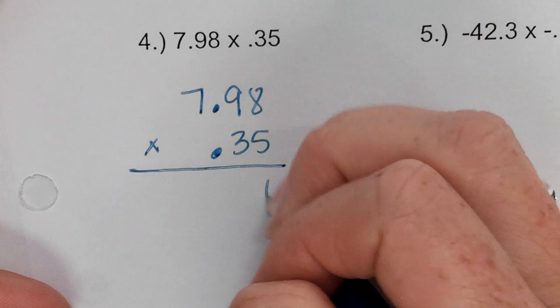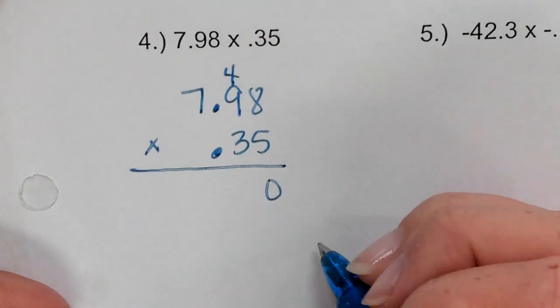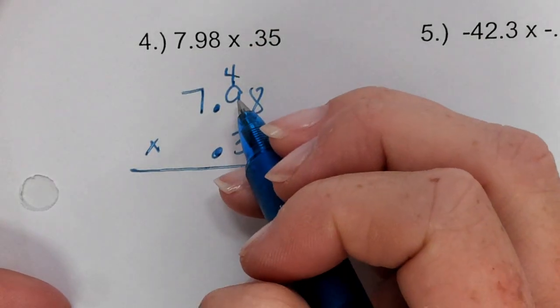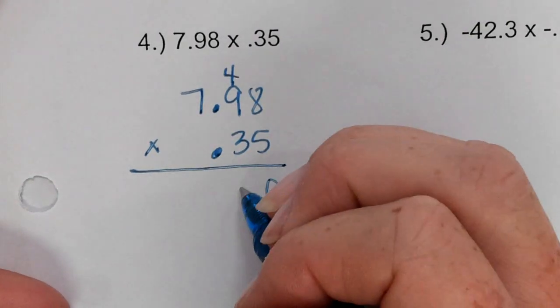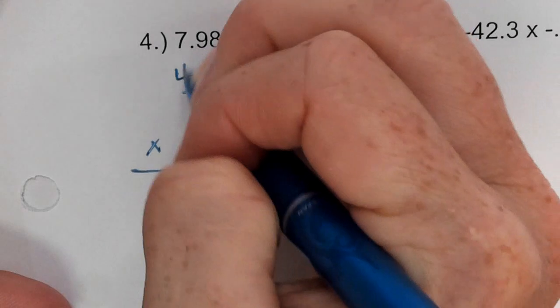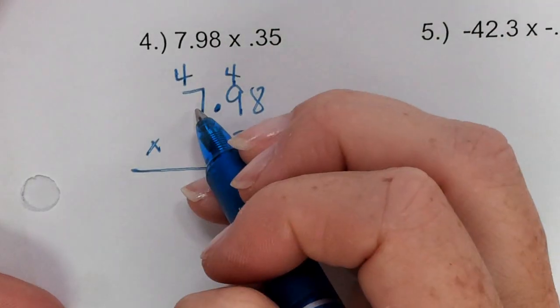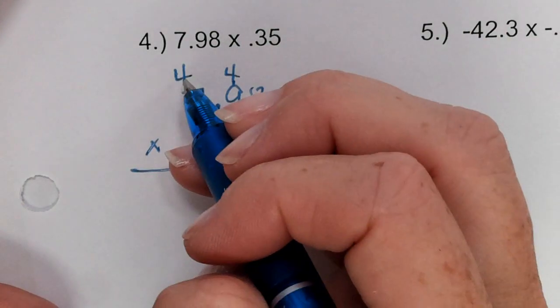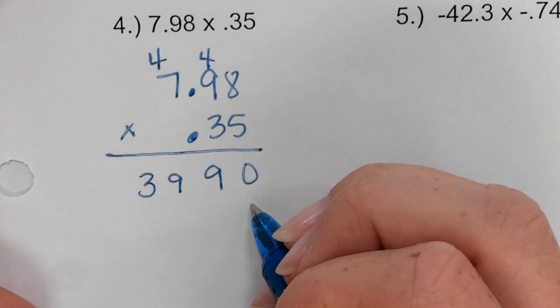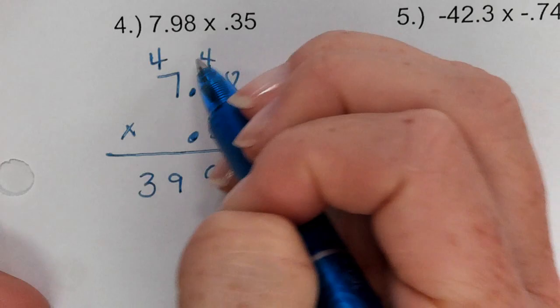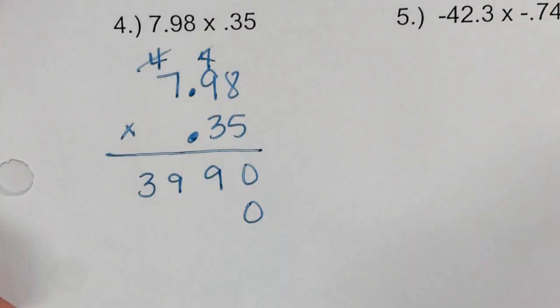5 times 8 is? Carry my 4. 5 times 9 is 45 plus 4, 49. Keep the 9, carry the 4. 5 times 7 is 35 plus 4. Okay, what am I going to put here for a placeholder? And then what should I do with these up here? Mark them off so you don't get confused.